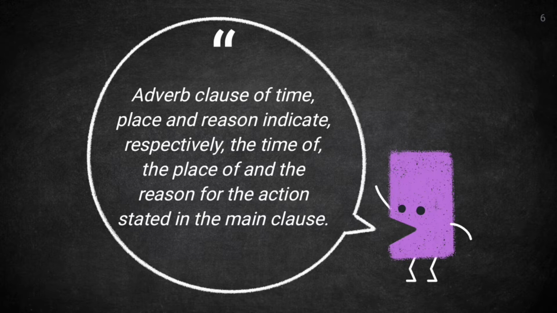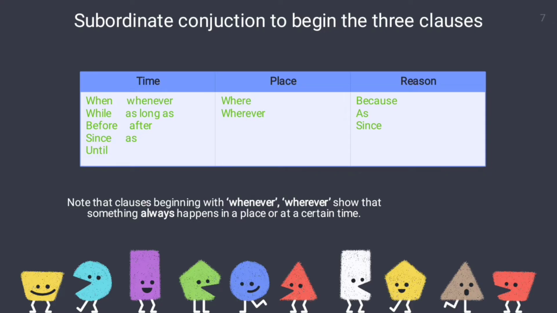Adverb clauses of time, place, and reason indicate, respectively, the time of, the place of, and the reason for the action stated in the main clause. Since adverb clauses are dependent clauses, they must have a subordinating conjunction that connects them to the rest of the sentence. Being able to spot a subordinating conjunction will help you recognize an adverb clause. And here are the subordinating conjunctions that can be used in adverb clauses of time, place, and reason.